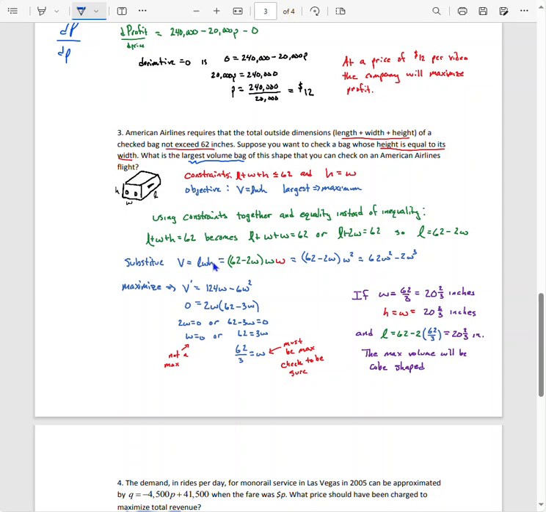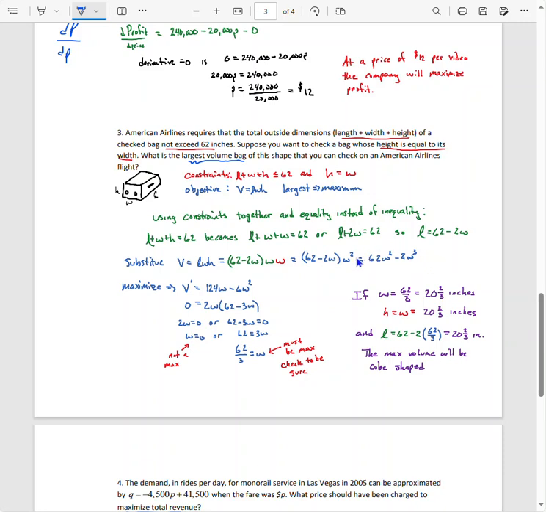Volume is length times width times height. We know L is 62 minus 2W. We know the width is just the width, and we know the height is also equal to the width. So where each of these has come from, we can multiply. That's a W squared over here on the end. And then when we multiply, we'll get 62W squared minus 2W to the third.